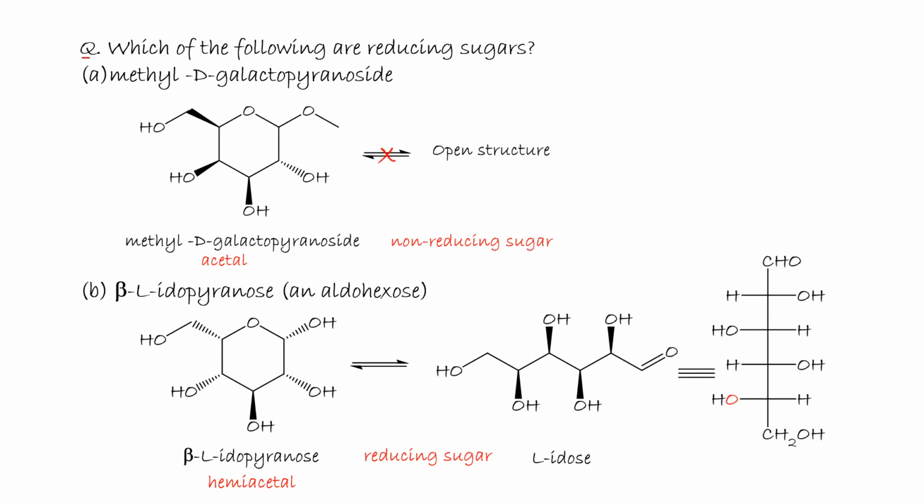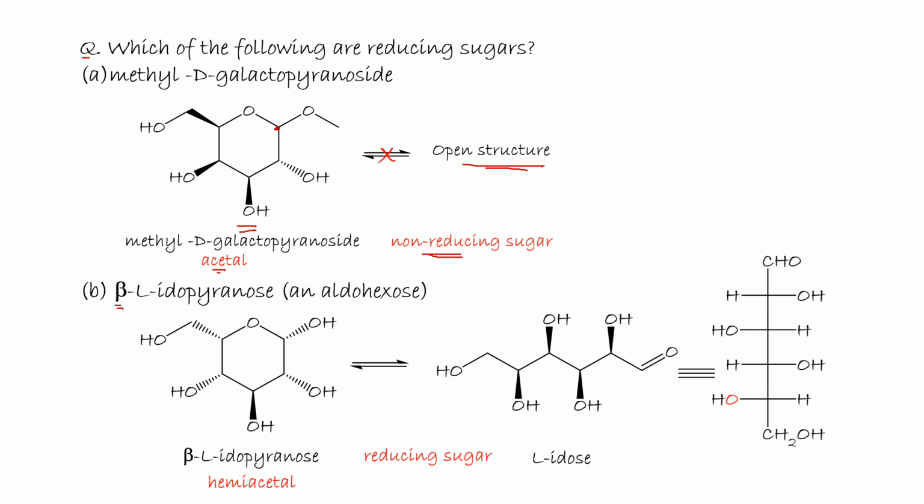Well, which of the following are reducing sugars? Methyl D-galactopyranoside of that structure. Again, this is anomeric. This is acetal, cannot open. This is stable, so no open structure, no aldehyde functionality. This is a non-reducing sugar, will not reduce Tollens.